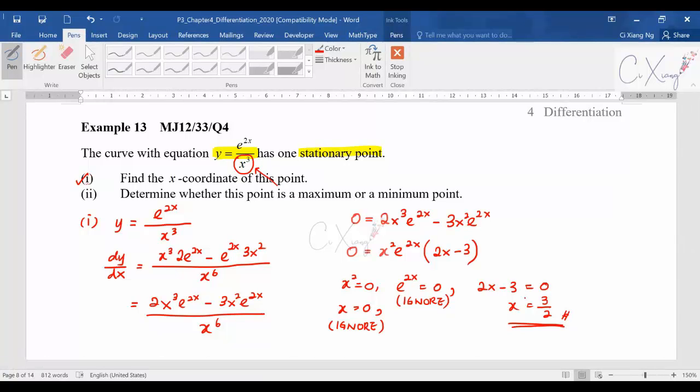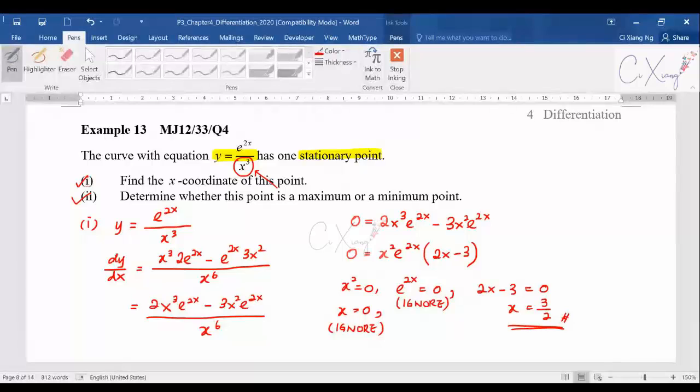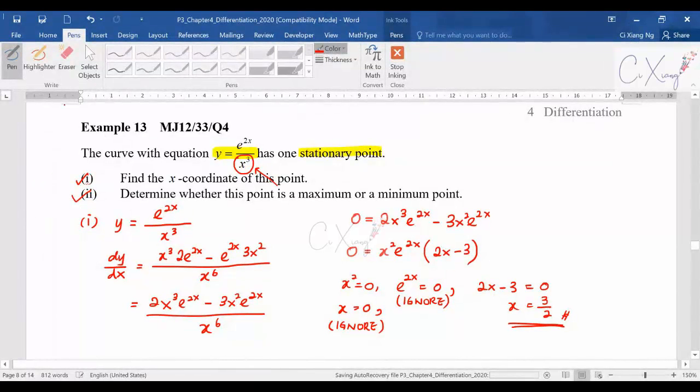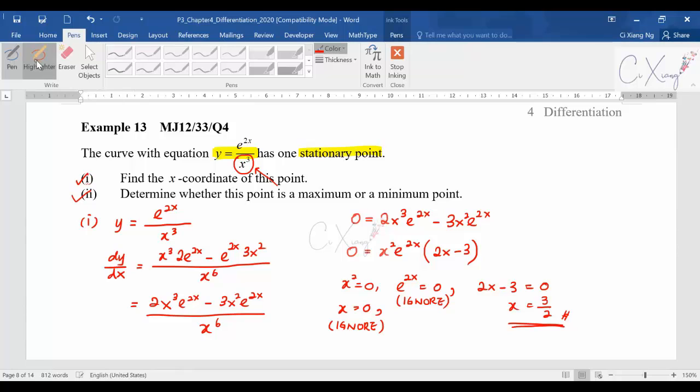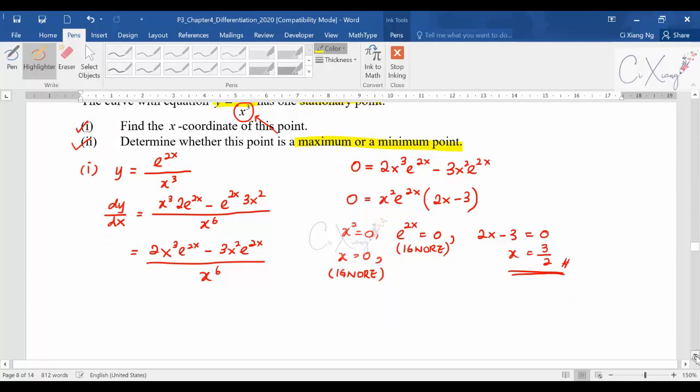Okay, I hope that you have an idea on this. Then next, what do they want? They want you to determine whether this point is a maximum or a minimum point. I hope that you still remember that in AS level, we actually learned a new method to determine whether it is maximum or minimum.